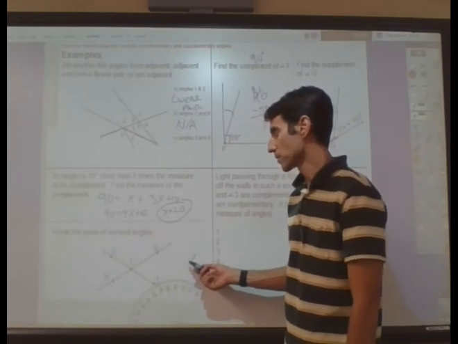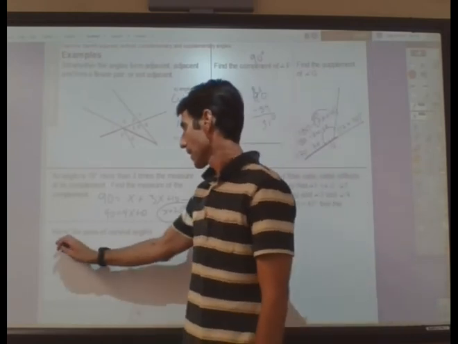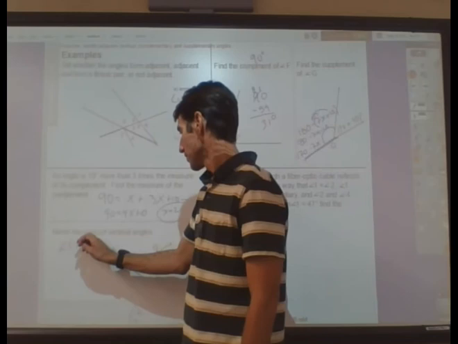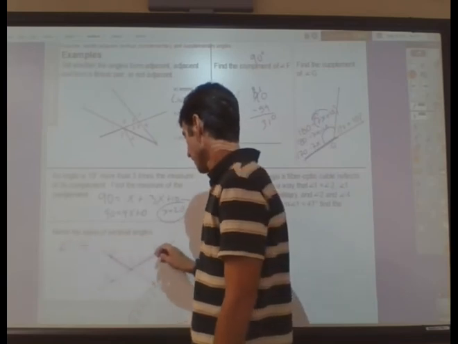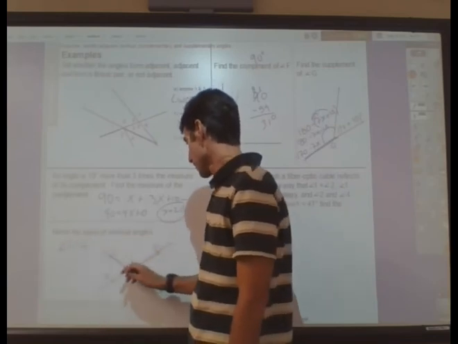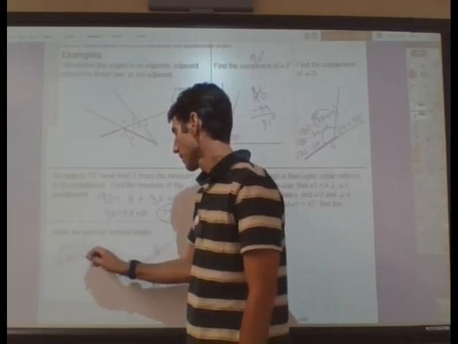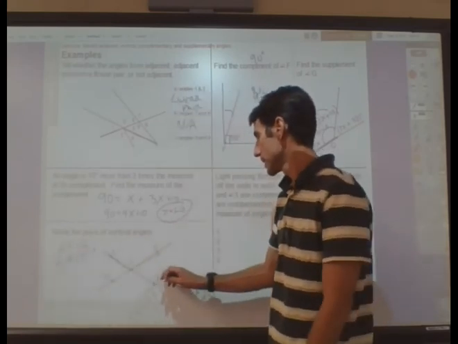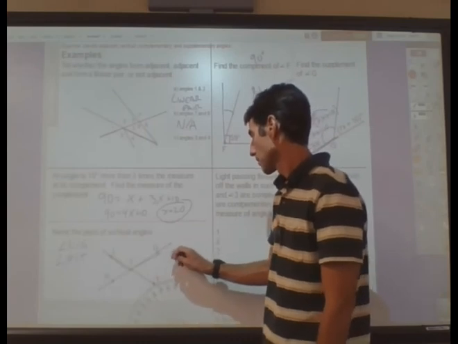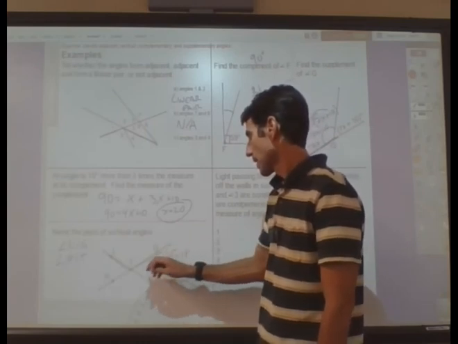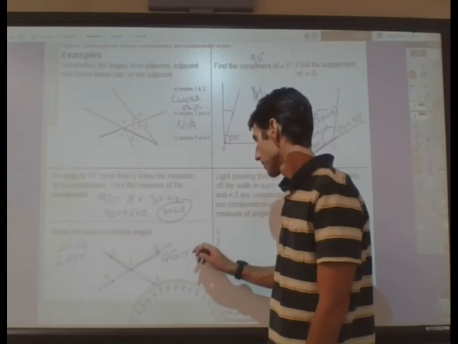Name the pairs of vertical angles. Well, we have angle LIG, this one right here, and HIT. Also, we have GIT and LIH.